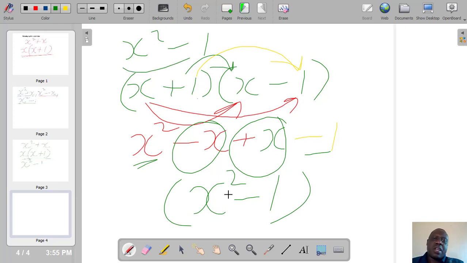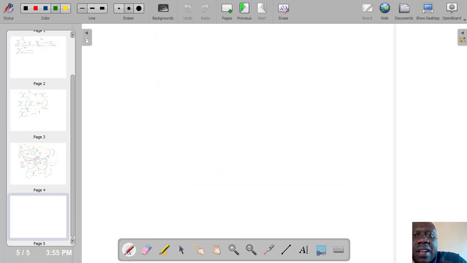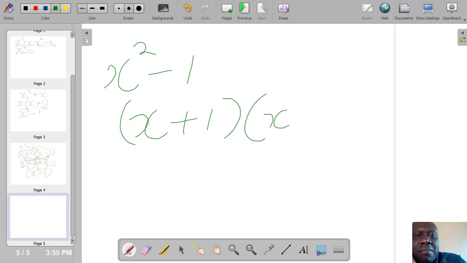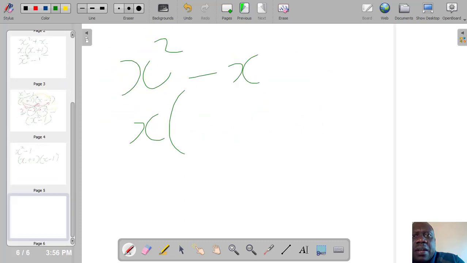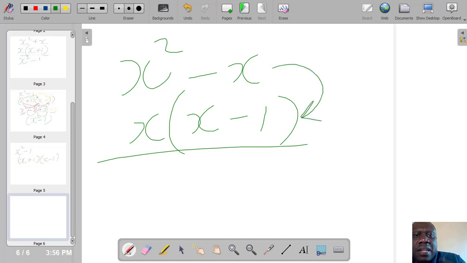So in short, what I'm trying to say is that when you factorize x squared minus 1, you're going to get x plus 1 and x minus 1. So let's go ahead and factorize the last expression, which is x squared minus x. What is common here will be x, in bracket x minus 1. This is it factorized.